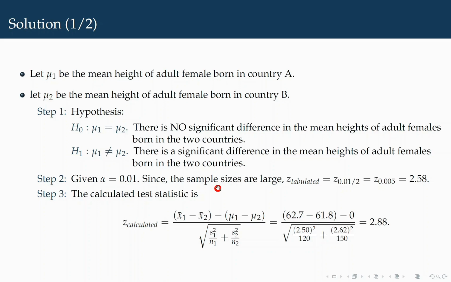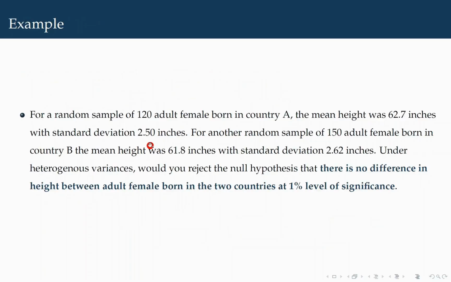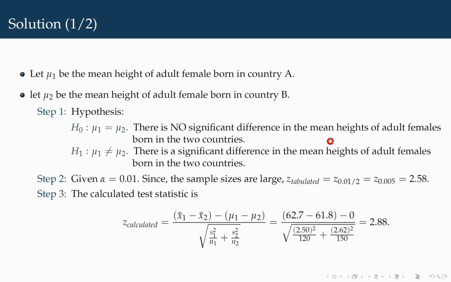So here, since the sample sizes are large, particularly we have 120 and 150, therefore the sample sizes are both large. We need to use the standard normal distribution. So the tabulated value based on the standard normal distribution is Z alpha over 2, Z 0.01 over 2, because here we have a two-sided alternative hypothesis. This becomes Z 0.005 and it becomes 2.58.